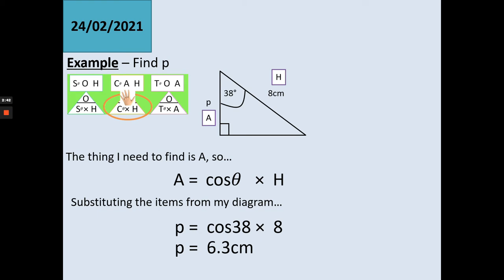Now you need to be really careful when you're typing it into your calculator. When you press cos, it will open a bracket. It must be closed before you times it by 8. So it's going to open a bracket at the beginning just before the 38, and you need to close it just behind the 8. Don't forget to do that.